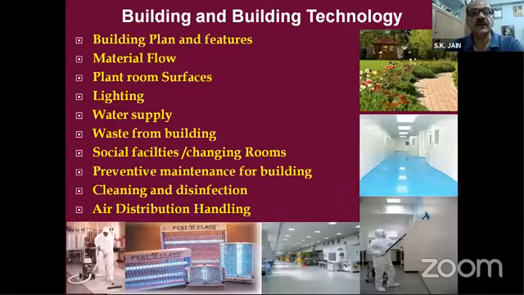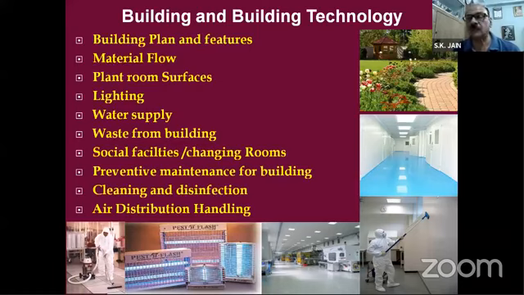Then building and building technology. GMP guidelines are there for the building where the pharmaceutical product is manufactured. According to those GMP guidelines, there should be a building plan, and the features of the building should be defined properly. And we have a map of the building, of the electric connections, of the water, and of the entry point. Everything is defined in that building plan.